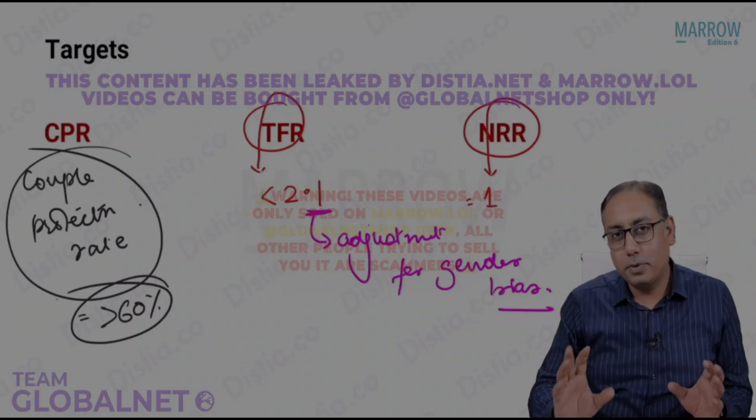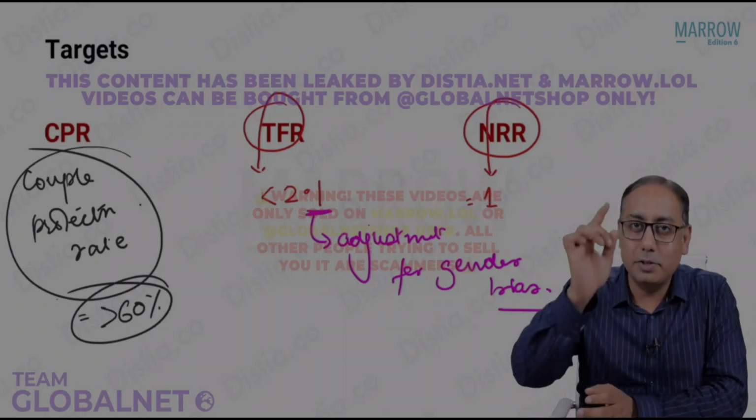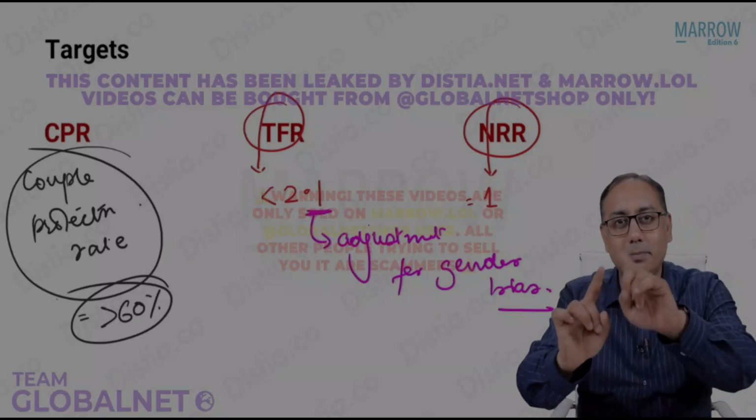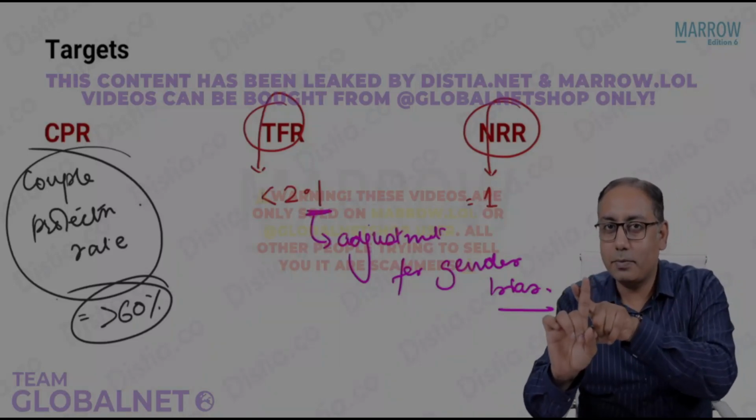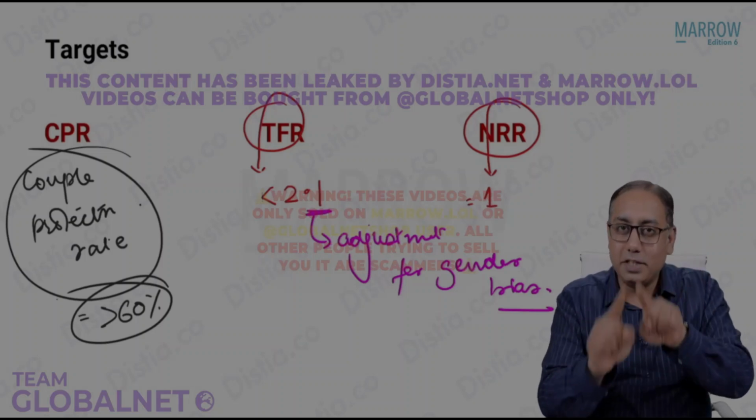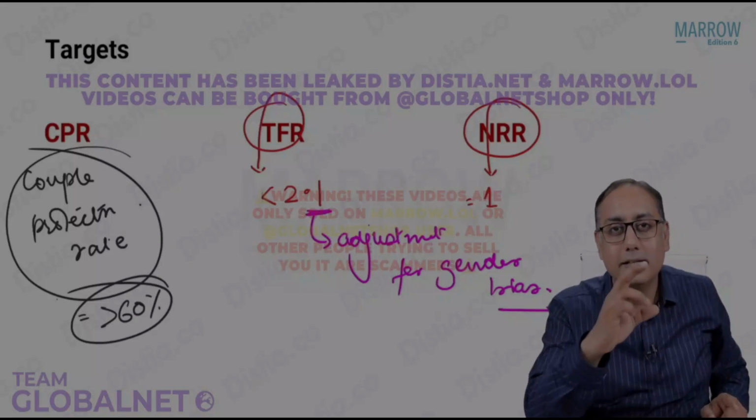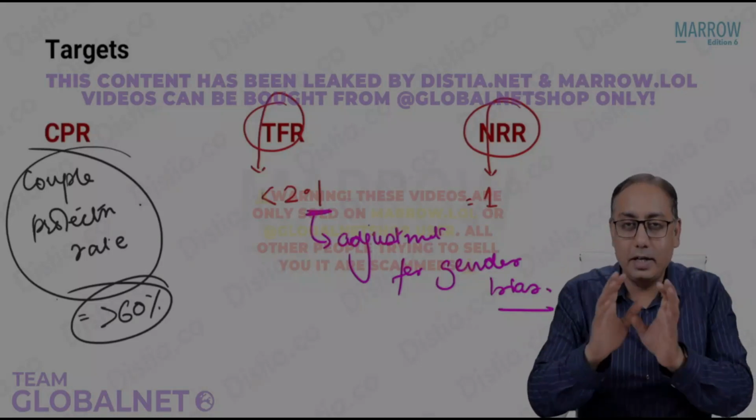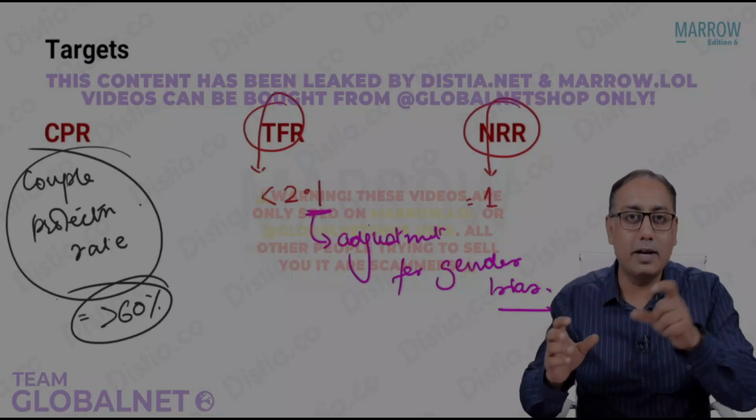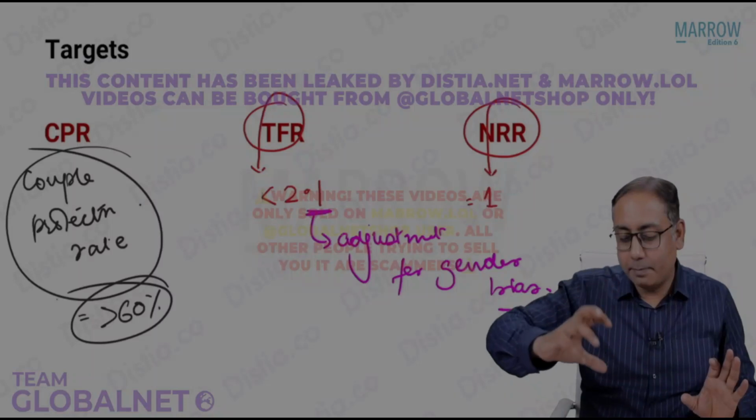So the family planning program wants that the NRR should be equal to how much? Say with me, NRR should be equal to 1. 1 means replacement level. To achieve NRR 1, the TFR should be 2.1. To achieve TFR 2.1, how much should be the couple protection rate? It should be more than 60%. So TFR 2.1, NRR 1, and couple protection rate 60% is what you need to memorize. Coming forward now.